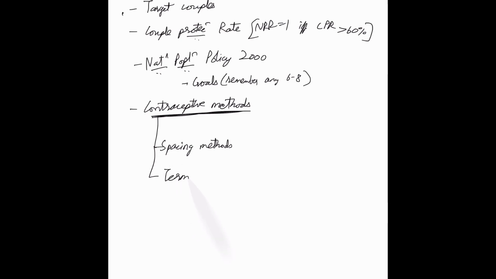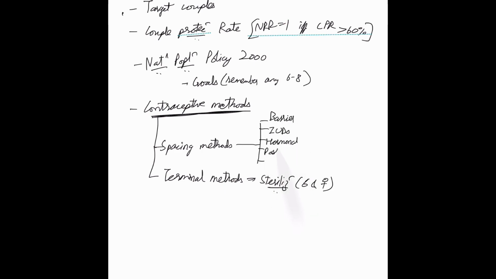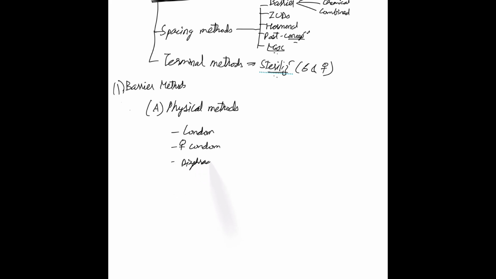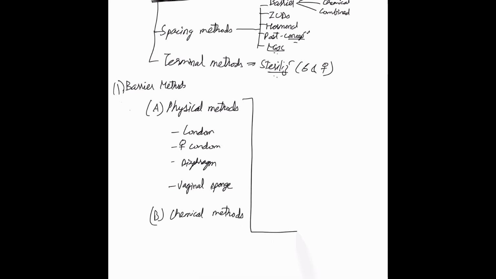Then we see the National Population Policy 2000, and there are a bunch of goals listed. You can remember any 6 to 8, that would do for exams. And then we start looking at various methods of contraception. So first we have spacing methods, in which you have barrier methods that can be physical, chemical, or combined. Then intrauterine devices or IUDs, hormonal methods, post-conceptional, and miscellaneous methods. Terminal methods are sterilization.